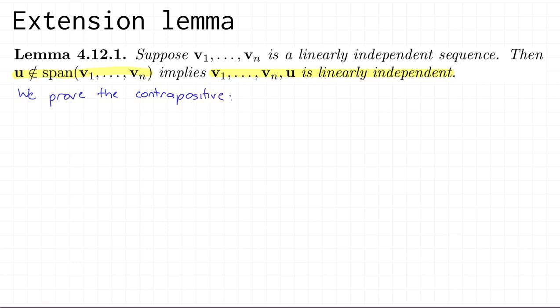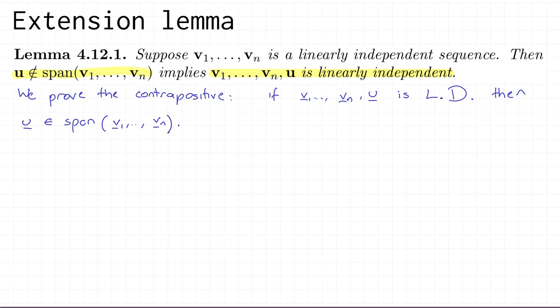which would say in this case that if the V's followed by U is linearly dependent, so LD short for linearly dependent, then U is an element of the span of the V's. So how should we do this?